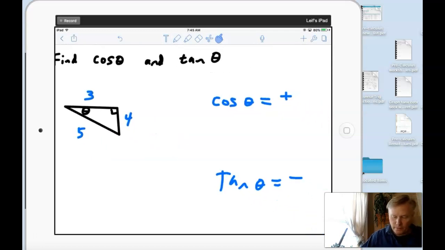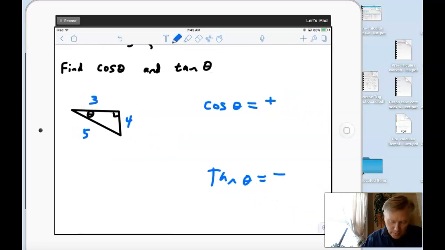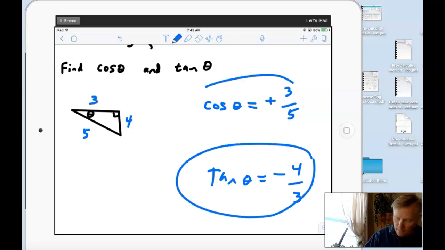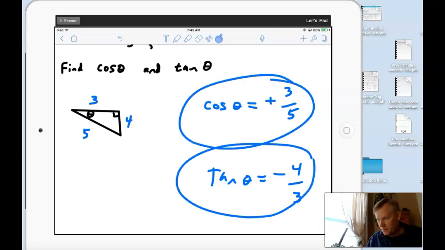So now I can quickly fill those in. The cosine is the adjacent over the hypotenuse, which is 3/5. Tangent is opposite over adjacent. And there's my two answers.